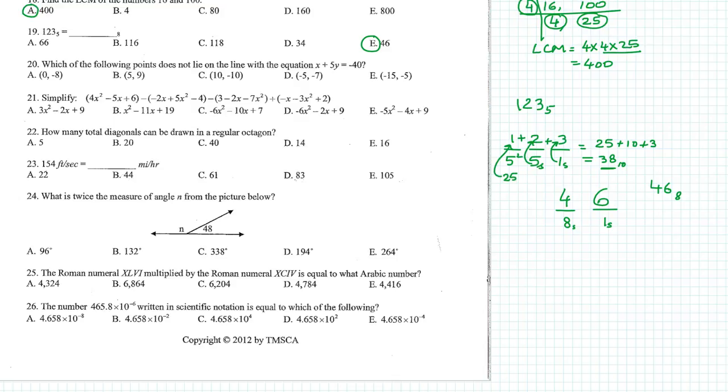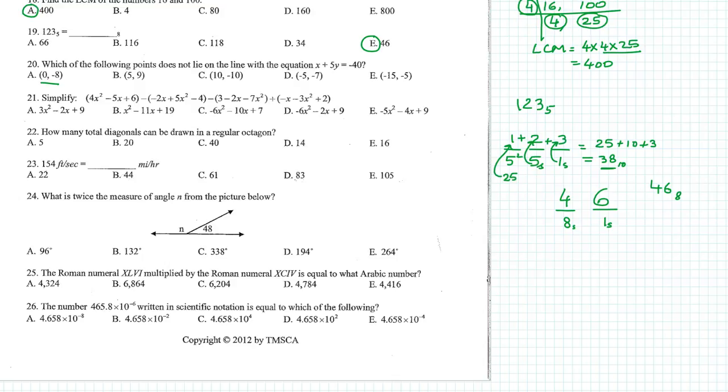Question 20. Which of the following points does not lie on the line with the equation x plus y equal to minus 40? So one way to do this is to plug these numbers that we have into this equation and see whether the left hand side of the equal to sign is equal to the right hand side of the equal to sign.